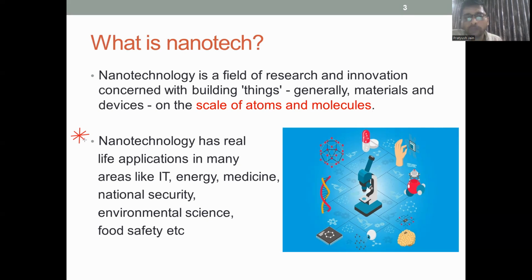In almost all major sectors, you can find some usage or potential for applications of nanotechnology, whether it be information technology, electronics, energy storage, medicine, biomedical field, national security, environmental science, aviation, solar cells, space sector, food security, or agriculture. In almost all major sectors, nanotechnology can be used. That is why this particular topic becomes very important.